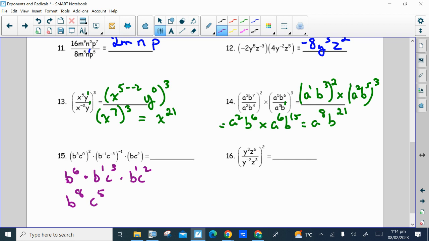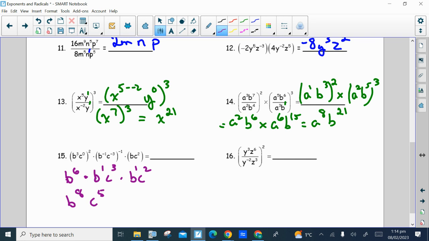And even if you left that c to the 0 as c to the 0, and you multiply the 0 by 2, you'd still get c to the 0. And if you kept that till that last step, you'd be adding 0, 3, and 2 together, and you still get 5. But it's much simpler just to get rid of that c in the first bracket, because anything to the power of 0 is 1, and so it becomes b cubed times 1, which is just b cubed.